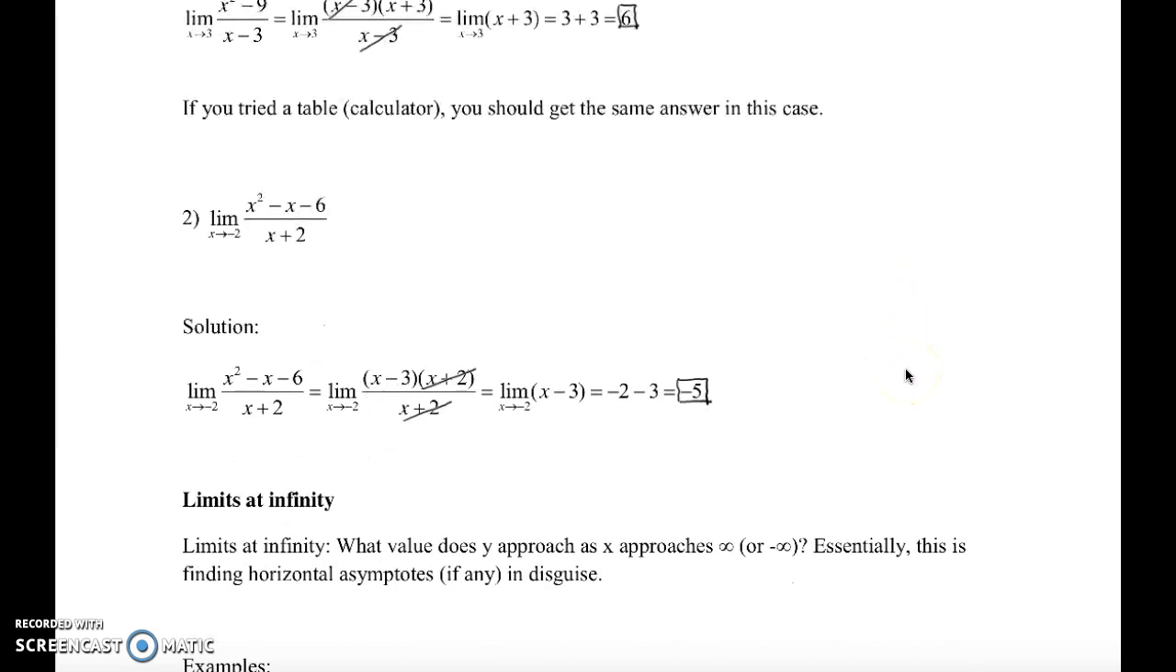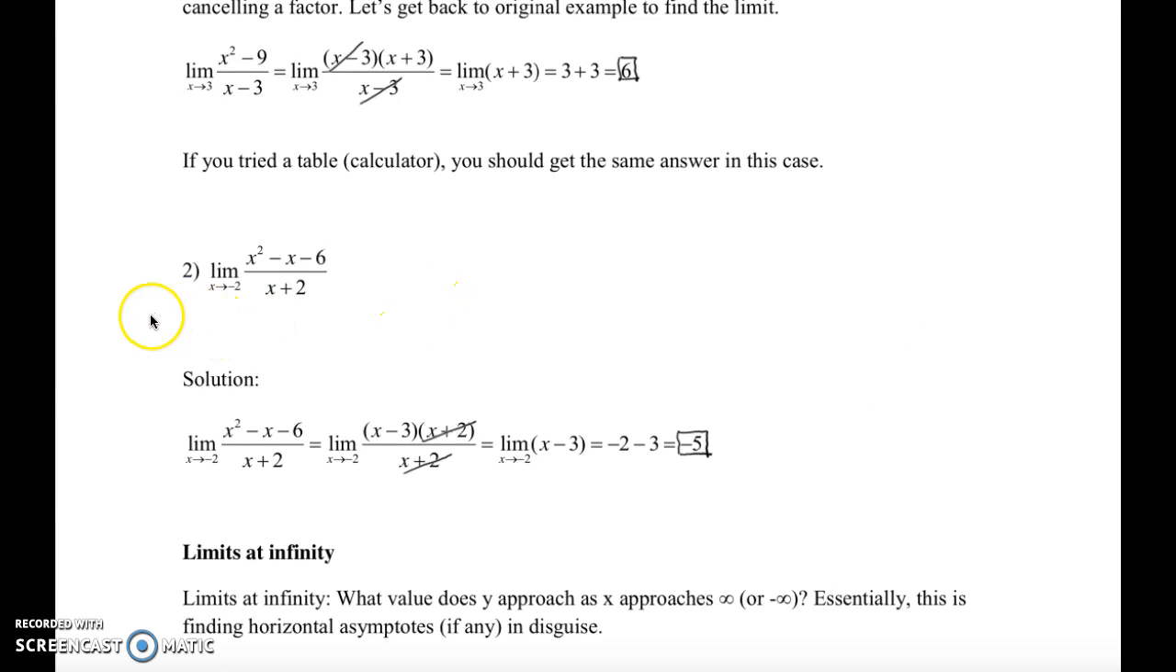All right, now let's look at another one. We have the limit as x approaches negative 2 of x squared minus x minus 6 divided by x plus 2. Again, if we plug in negative 2, we have a problem: we get 0 in the denominator. So we want to see if we can factor the top and get that denominator to cancel. When we factor the top, we get x minus 3 times x plus 2, and that x plus 2 cancels with the x plus 2 on the bottom.